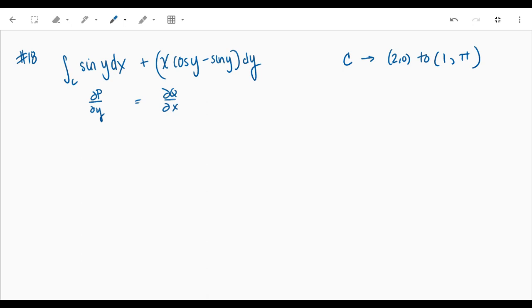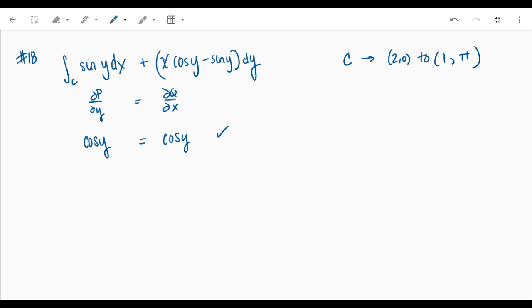dy dx. Okay, it's always the opposite. All right, so the derivative of sine y with respect to y is cosine y. And the derivative of x cosine y minus sine y with respect to x is just cosine y. Okay, so since those two are equal, it is conservative, which means it's path independent.